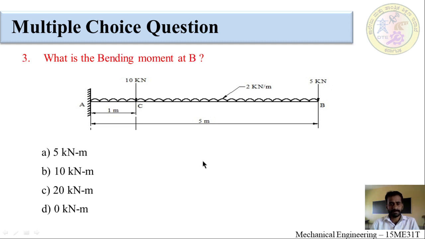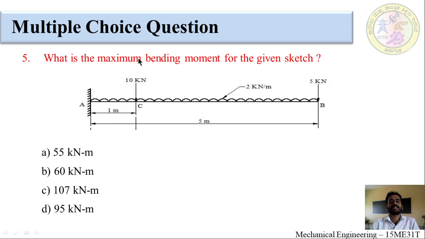Okay. Now, what is the bending moment at B? So, what will be the bending moment at B for this sketch? You have to solve for the bending moment and mark the correct answer. And the fourth question, what is bending moment at C? Again, we have to calculate the bending moment at C. Okay, at point C, you have to calculate the bending moment value and mark the right answer from the given options.